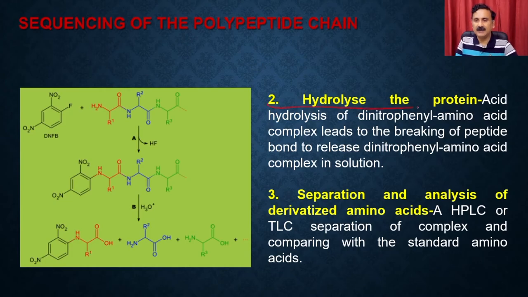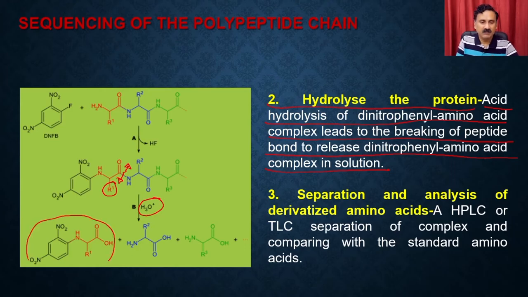Now in step 2, you are going to hydrolyze the protein. Acid hydrolysis of the dinitrophenyl amino acid complex leads to the breaking of the peptide bond, releasing the dinitrophenyl amino acid complex in solution. So once the first amino acid is labeled, you do the acid hydrolysis, and it breaks the bond between the first amino acid and the second amino acid. As a result, the first amino acid, which is already labeled with the DFNB, is released from the main chain.